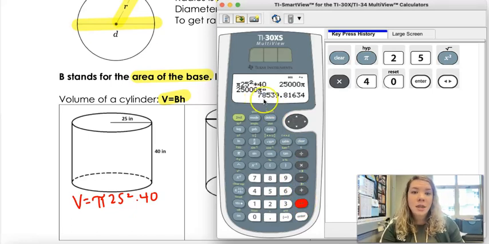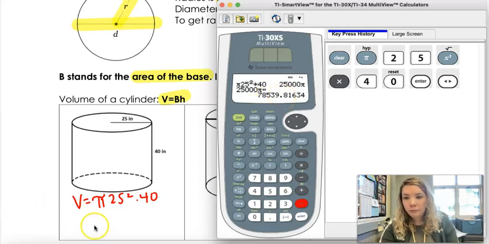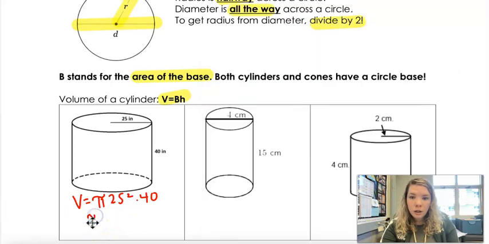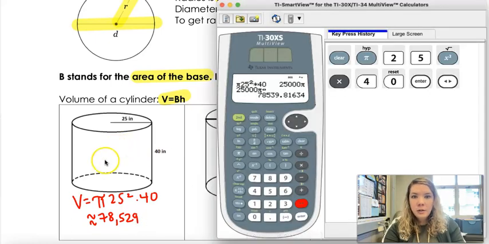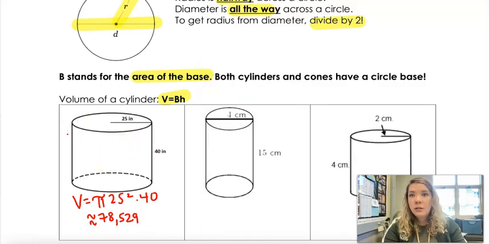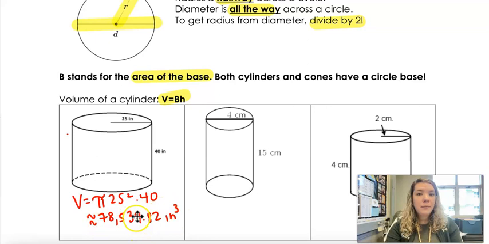So this is 78,539 and 82 hundredths. Okay, and that's cubic inches, okay? With 1-inch-size ice cubes, it would take over 78,000 to fill that up, okay?